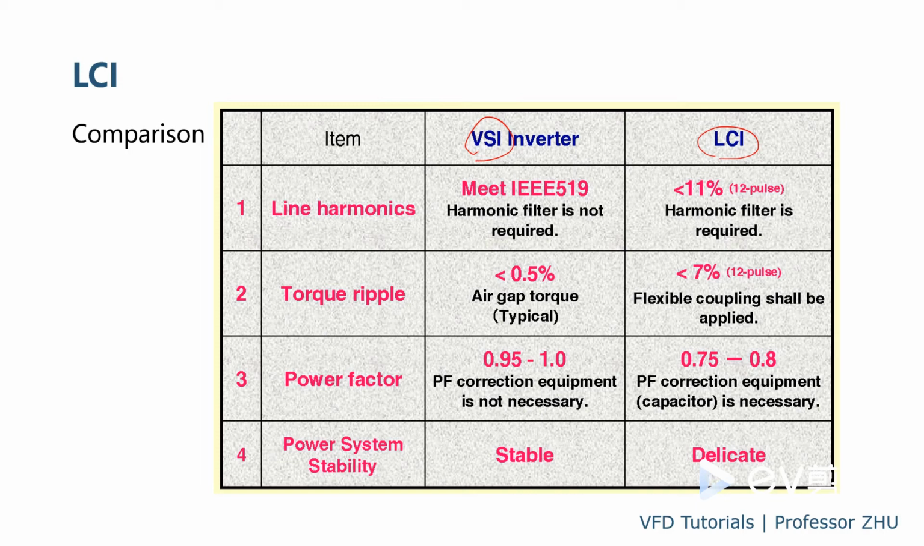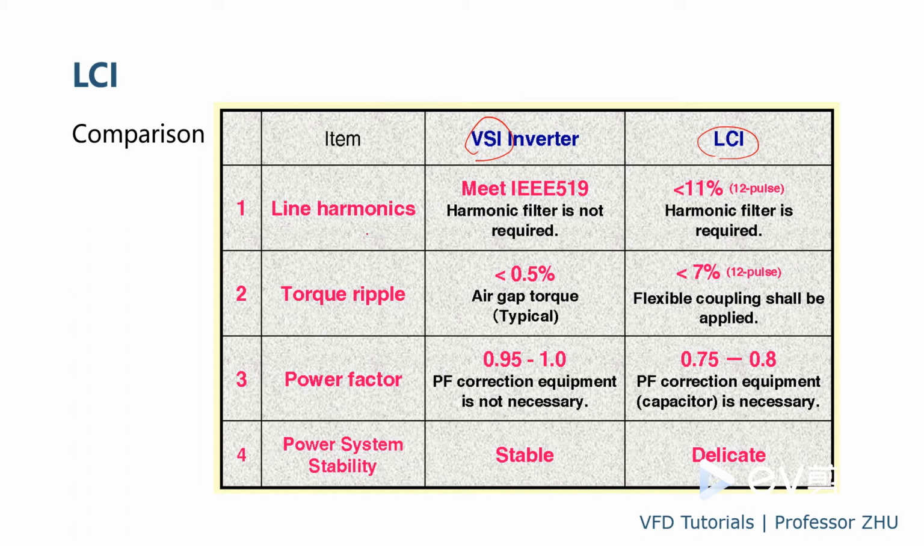So the drive is only running for a short period of time. So harmonic is not a big issue, and LCI is cheap. So in those areas, people still use LCI in a lot of cases. But for a drive that will run for a long time, always running, people will prefer VSI.